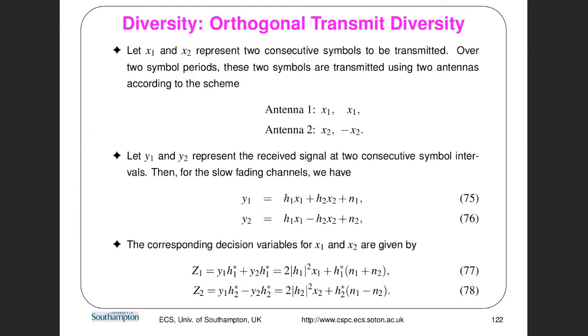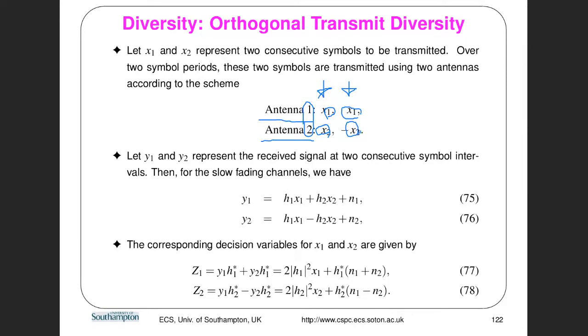So if you look at the scheme here, this is the first transmit antenna and second transmit antenna. So you use two transmit antennas, and then you use two time slots. So in the first time slot, the two transmit antennas transmit X1 and then X2. In the second time slot, you transmit X1 again and then negative X2.